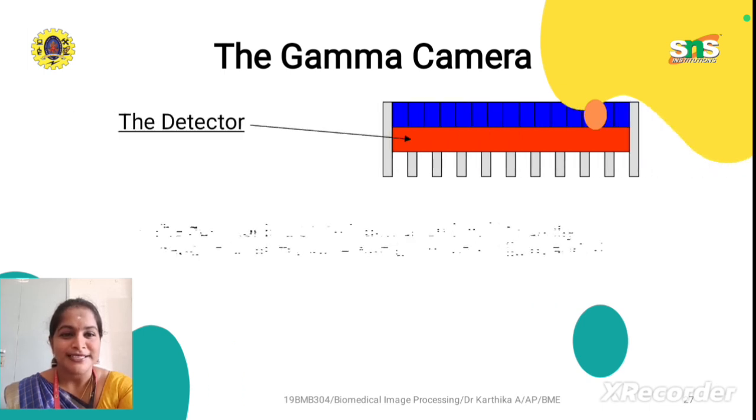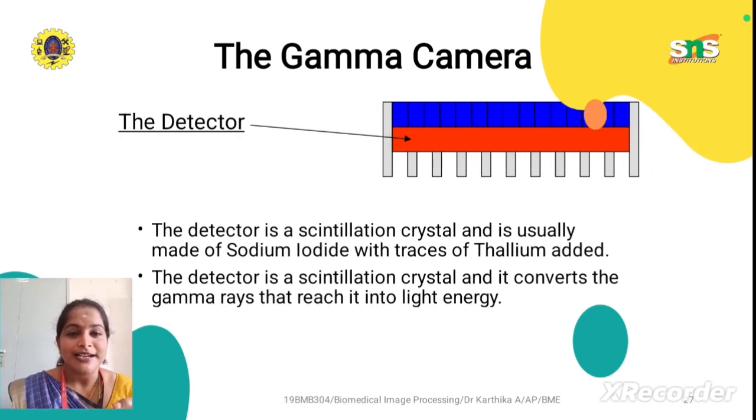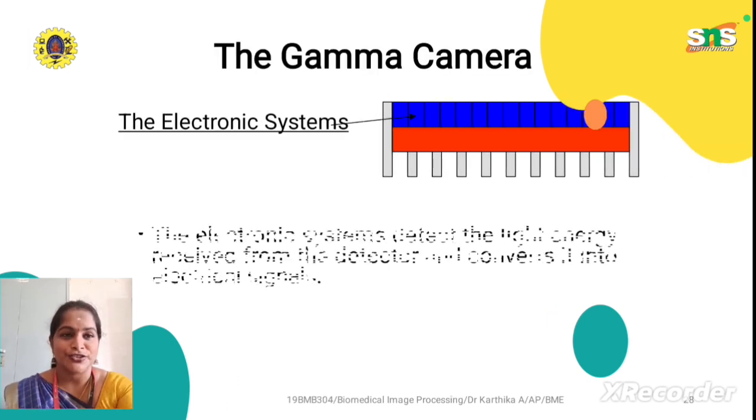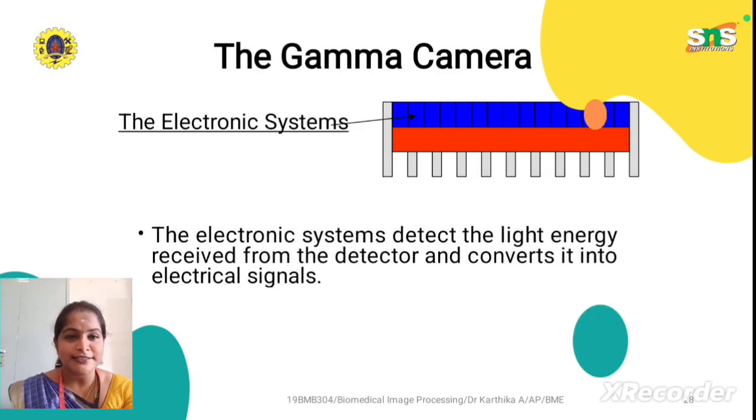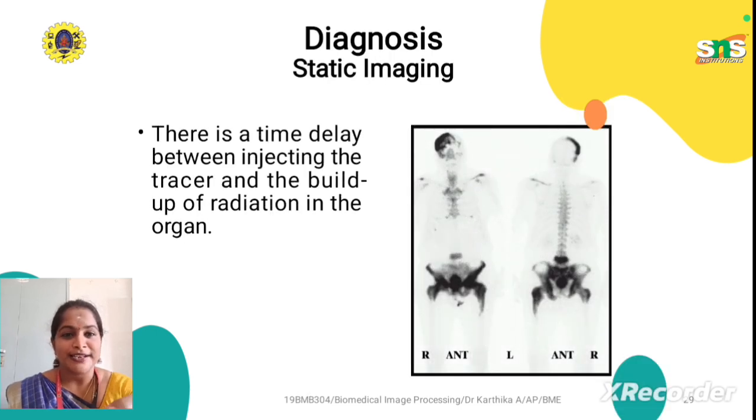The second part is the detector. This detector is a scintillation crystal, usually made of sodium iodide with traces of thallium added. It converts the gamma rays that reach it into light energy. The electronic system is placed over here. It detects the light energy received from the detector and converts it into electric signals. We can easily acquire the electric signals and process them based on our applications and needs.